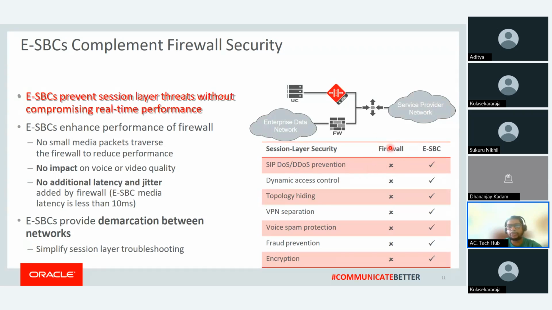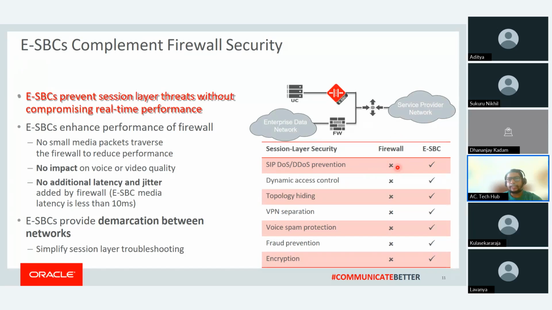a network element, and it can provide you network architectural security in terms of NAT, PAT, etc. But it cannot provide you the SIP. It can provide you SIP ALG, disable and enable on your switches and firewall. But this SIP DDoS protection is available in Oracle SBC, which you can configure. And then a dynamic access control list you can configure on your SBC, while on the firewall it is not available. Topology hiding you can achieve through this session border controller.